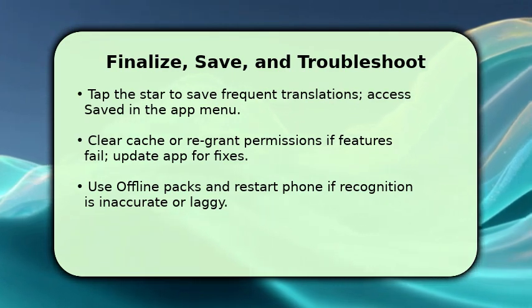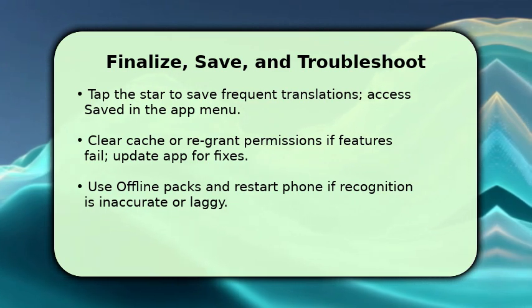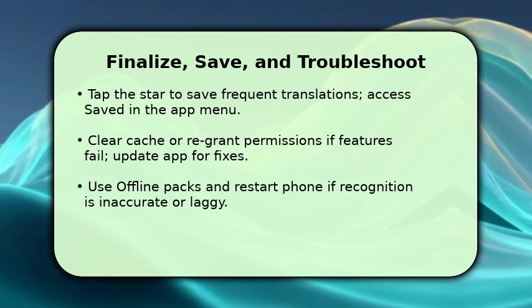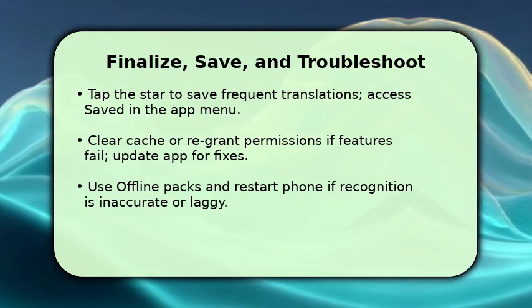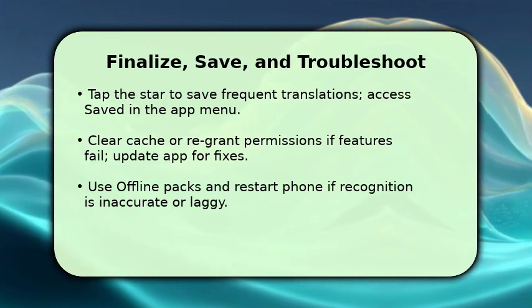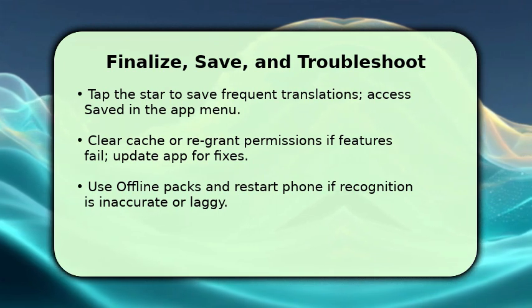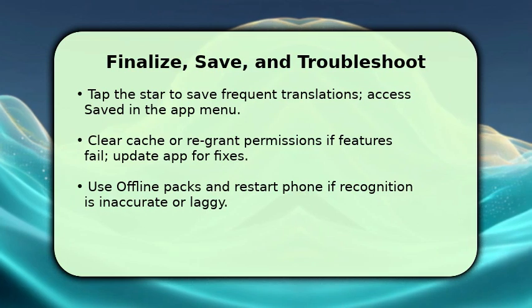If audio or camera fails, go to Android settings, re-grant permissions, or clear the app cache. Make sure the Translate app is updated to the latest version to pick up bug fixes. If recognition remains inaccurate, download the offline language pack, reduce background noise, and restart your phone. This simple reset often restores microphone or camera access and removes temporary glitches.